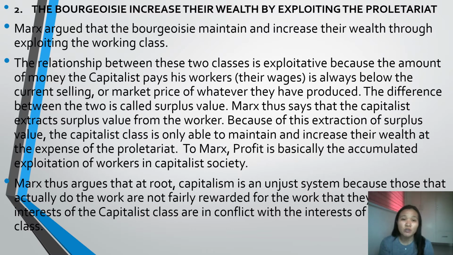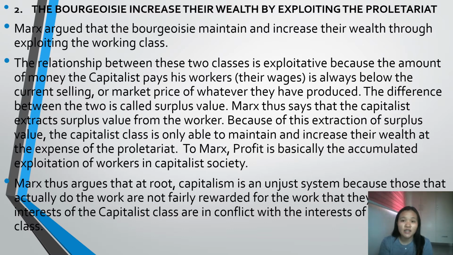The relationship between these two classes is exploitative. The amount of money the capitalist pays his workers, yung wages, ang tawag dito, sweldo, is always below the current selling or market price of whatever they have produced. The difference between the two is called surplus value. Marx does say that the capitalist extracts surplus value from the worker.